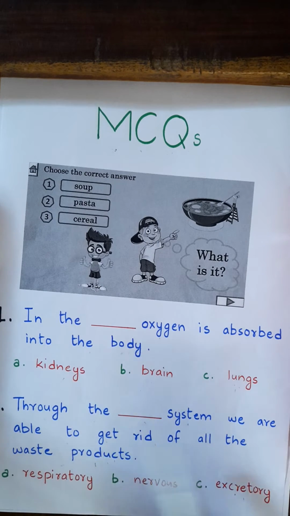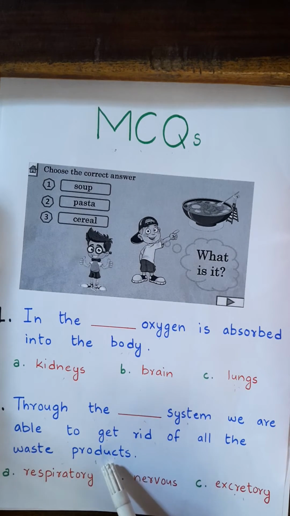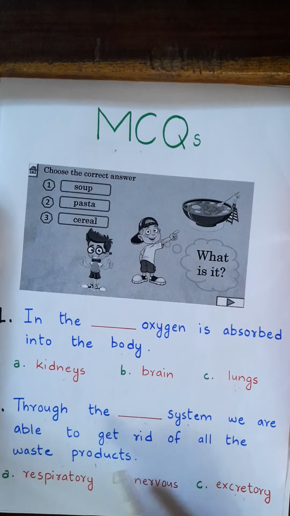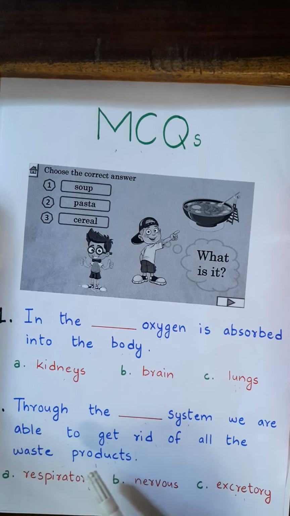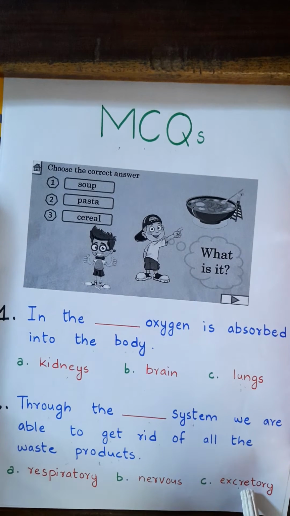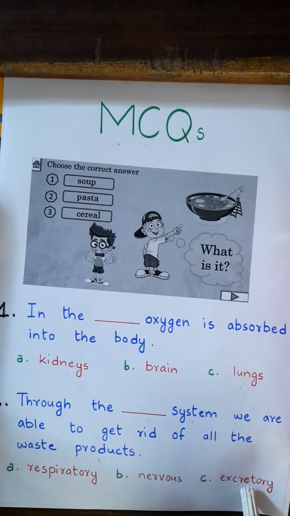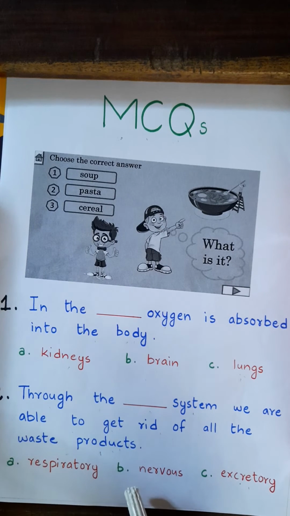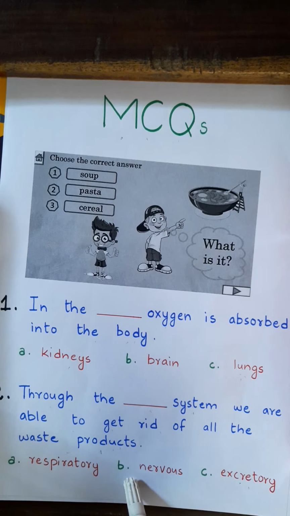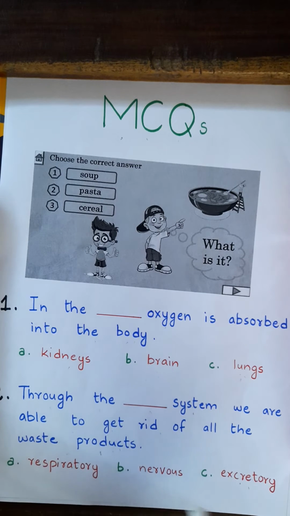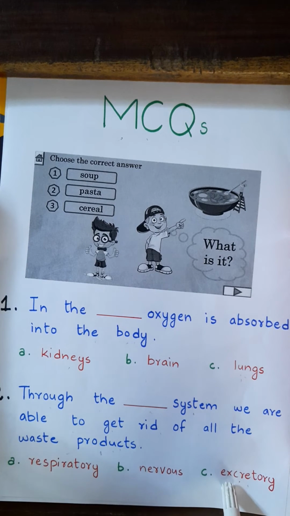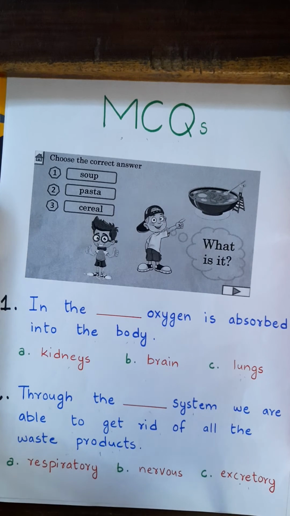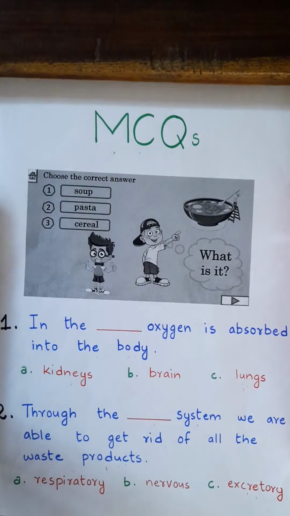Through the dash system, we are able to get rid of all the waste products. Now we are talking about the waste products. Waste products are removed from your body by the excretory system. So the correct option is excretory system, because the respiratory system is concerned with the intake of oxygen and giving out of carbon dioxide. The nervous system is the system which controls all the functions of your body. So the correct option is excretory system. You can make as many MCQs as you can from the particular unit or a passage.